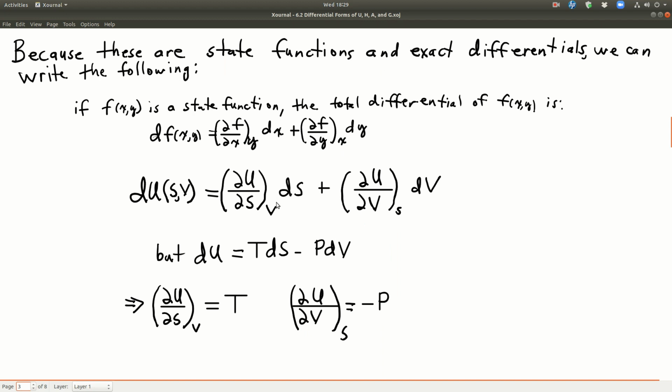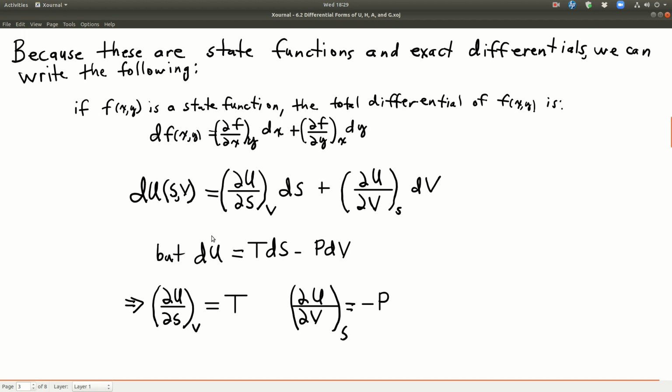Next, because these are state functions and consequently their differentials are exact differentials, we know this from calculus, but we first used it, I think, in chapter 3. If we have a state function f of x and y, then we can write the total differential of f as df(x,y) is equal to the partial of f with respect to x at constant y, dx, plus the partial of f with respect to y at constant x, dy.